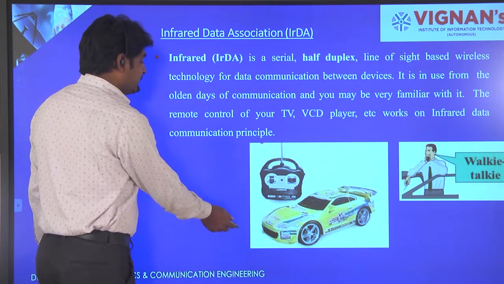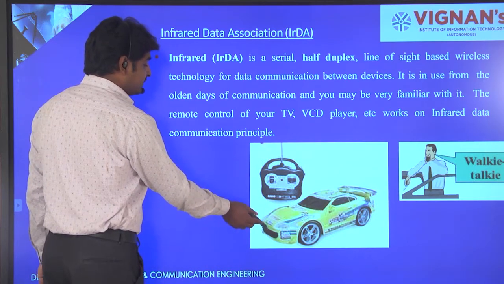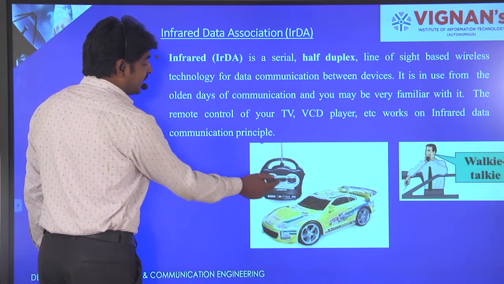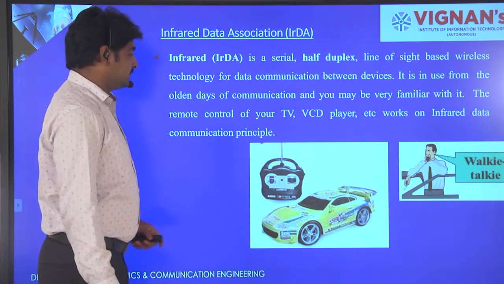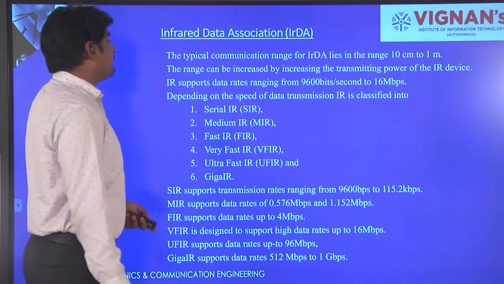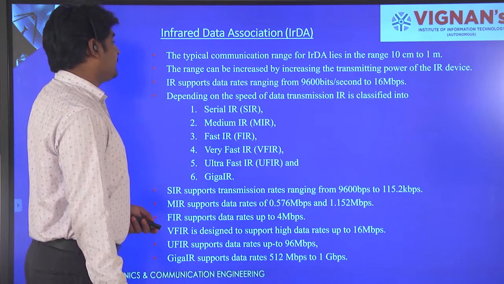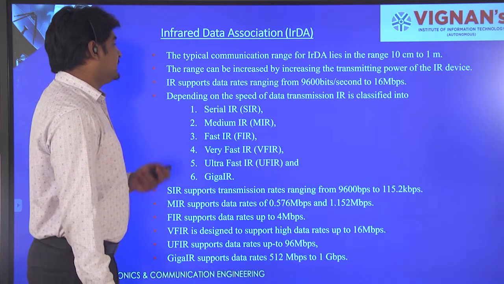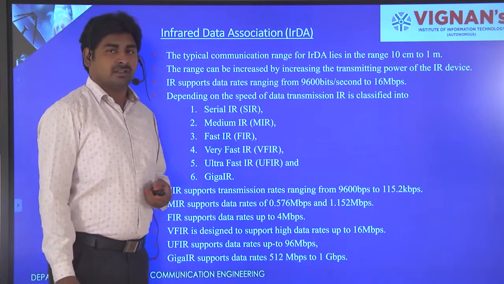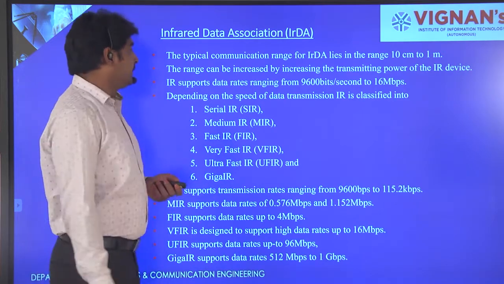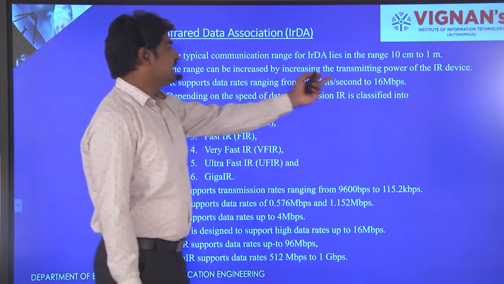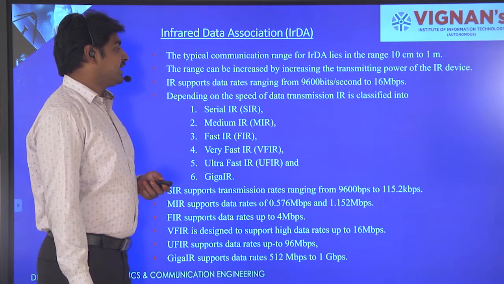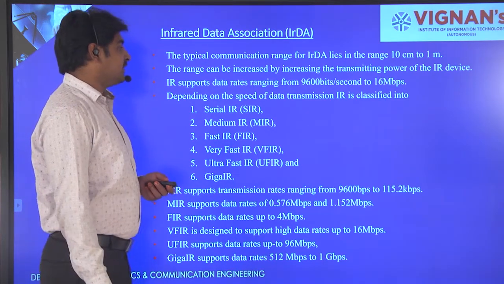Like a remote control car. So this is the remote and this is the car, and to operate this toy car, the remote should be in line of sight with it. Now the typical communication range for these devices is 10 centimeters to 1 meter, and this can be increased to 10 meters by increasing the power output. The range can be increased by increasing the transmitting power, and it supports a data rate of 9600 bits per second to 16 megabits per second.